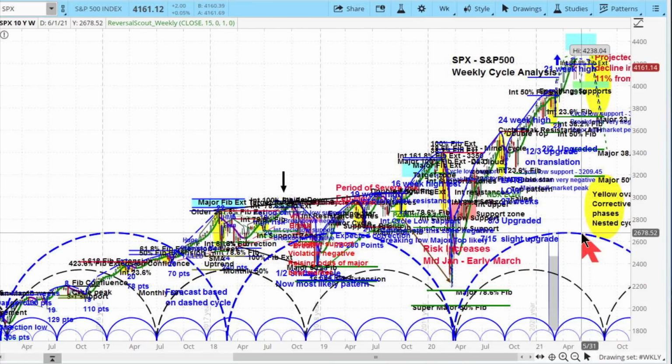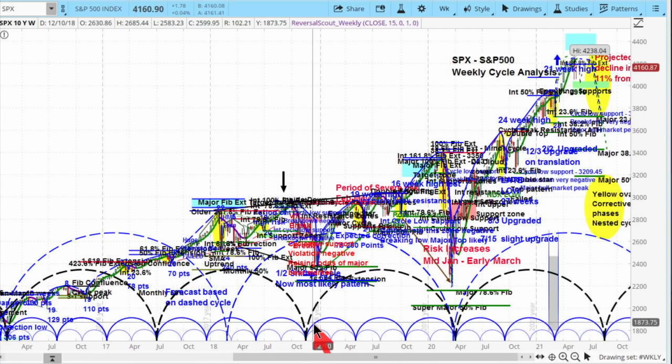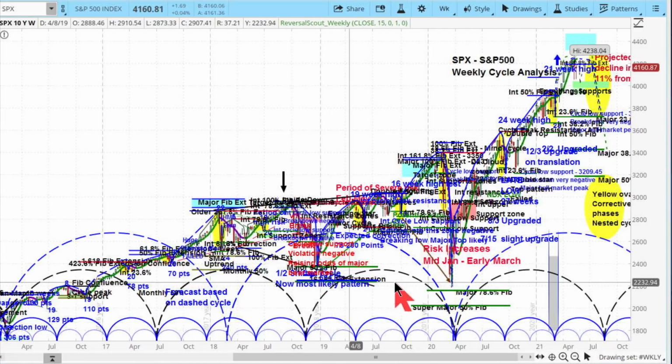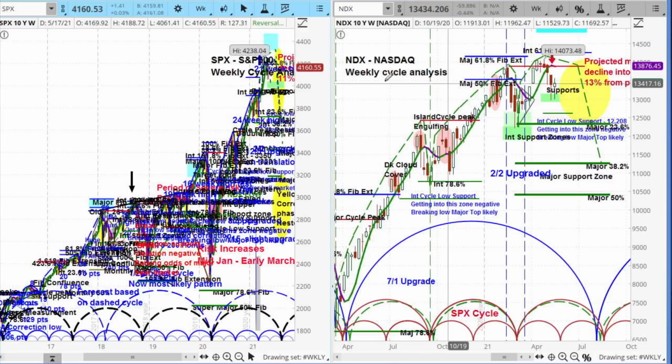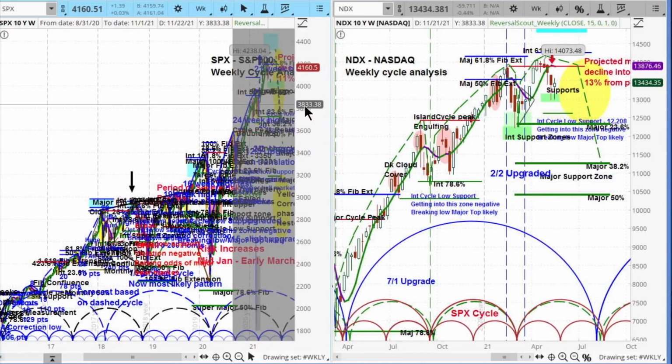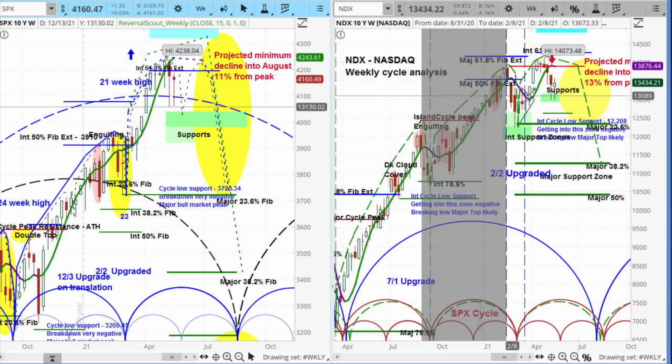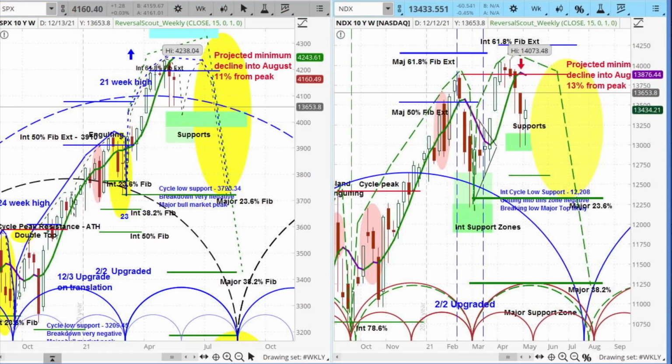These are the bigger cycles, and we're not really going to focus on that. We're focusing on the smaller cycle, the one that bottomed right in here, and the one that's due to bottom right in here. That's the same thing we're seeing in the NASDAQ. So I'm going to take a closer look right in here and just look at the last cycle and a half right over here and right here so that you can see where we are.